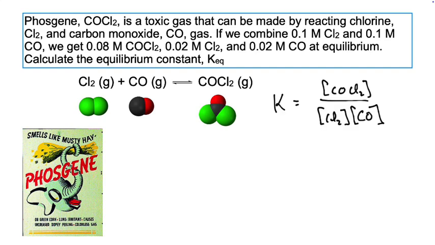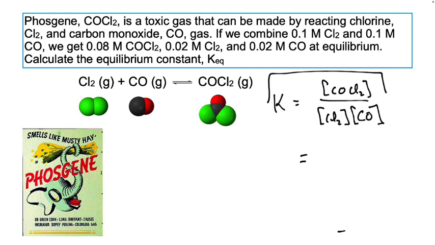When is our expression true? When does K equal the concentration of our products over our reactants? At equilibrium. If we're not at equilibrium, this expression is invalid. So it's only true once we've achieved equilibrium. So what does that mean we need to do? We would plug in our numbers.